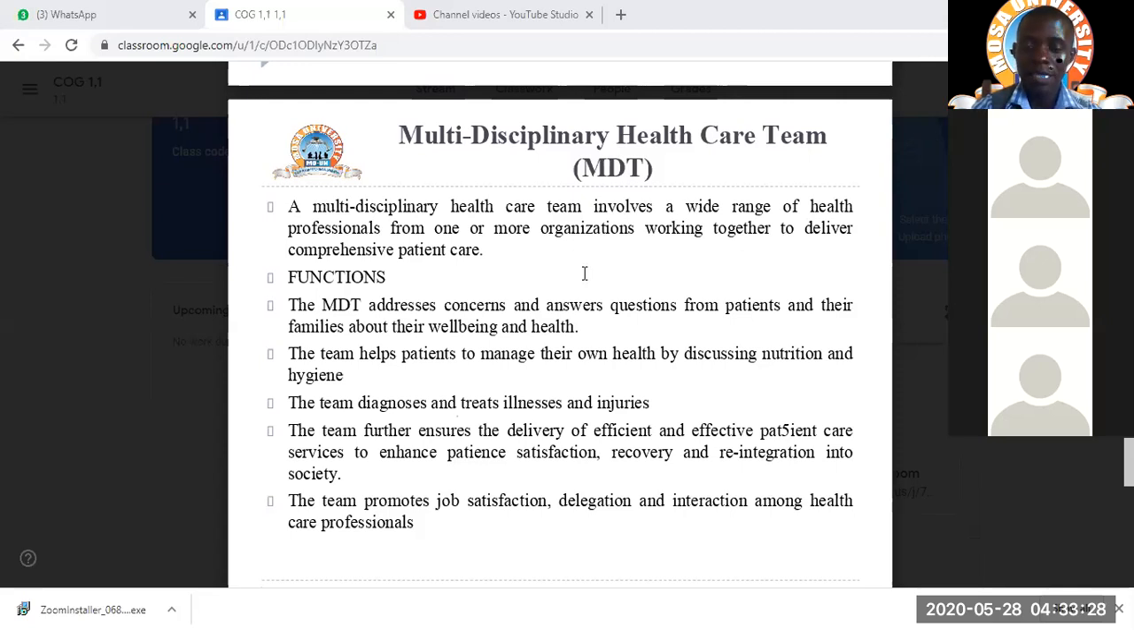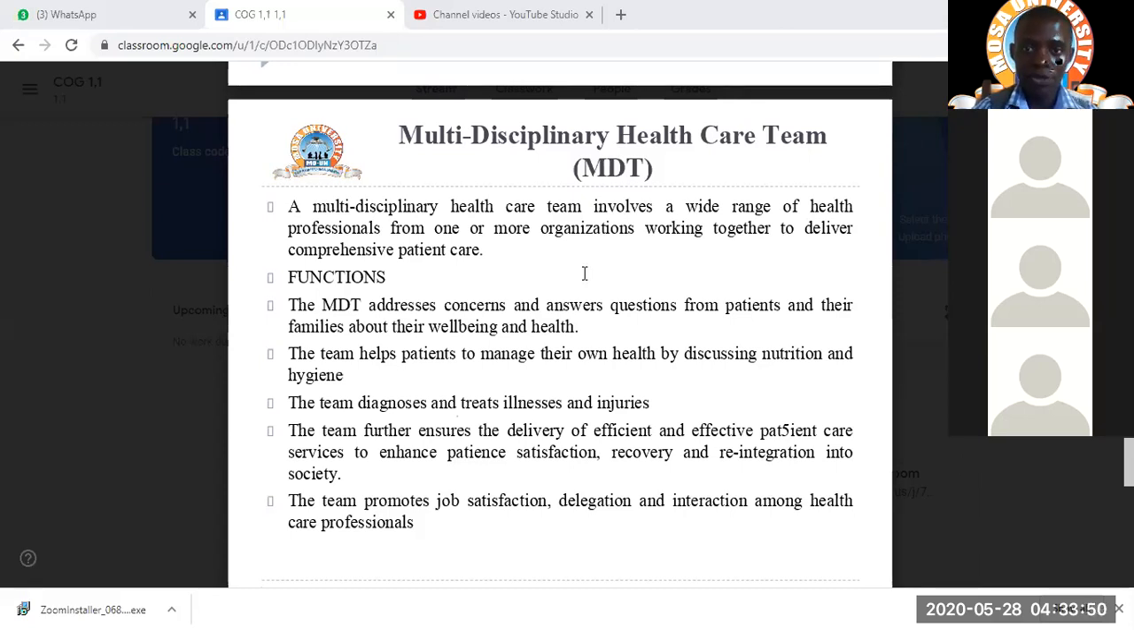What we are saying is that a multidisciplinary healthcare team is a group of people who all belong to the health profession from either one organization or from two organizations. These people come together and join their services so that they can deliver effective and efficient comprehensive patient care.